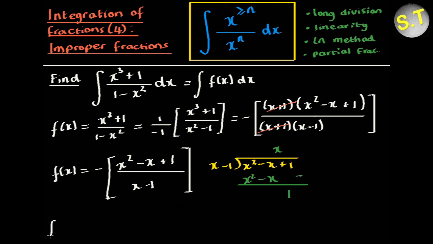So now our f of x term is equal to minus x plus our remainder 1 term. Not forgetting, of course, that it's still divided by x minus 1. So now finally, after using linearity and long division, we have something which we can integrate directly. So let's do that quickly.